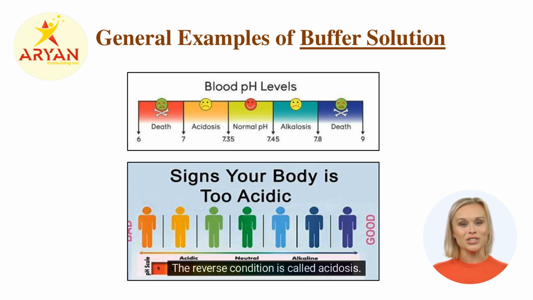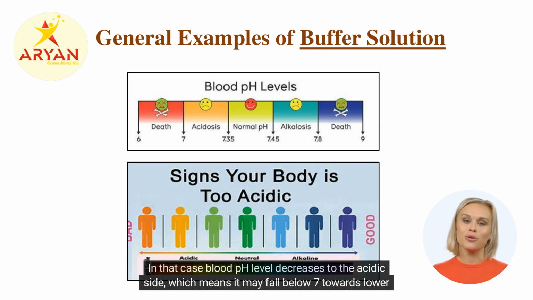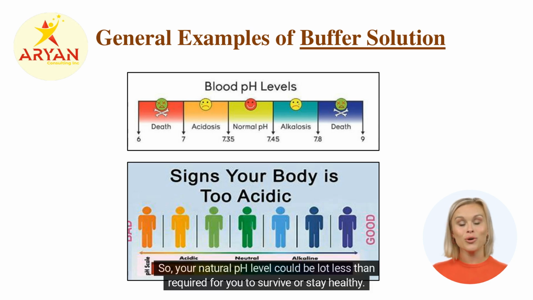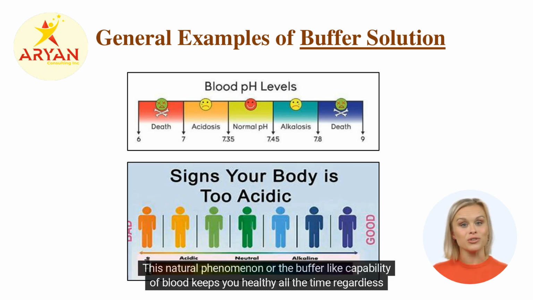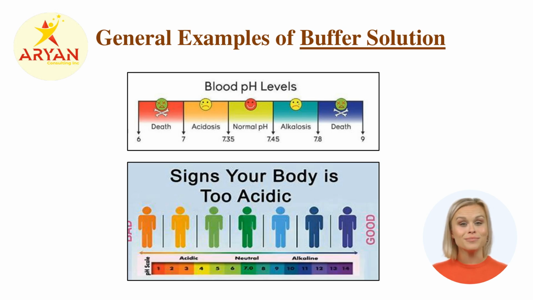The reverse condition is called acidosis. In that case, blood pH level decreases to the acidic side, which means it may fall below 7 towards a lower number. So, your natural pH level could be a lot less than required for you to survive or stay healthy. This natural phenomenon, or the buffer-like capability of blood, keeps you healthy all the time regardless of the changes behind the scene in your body.